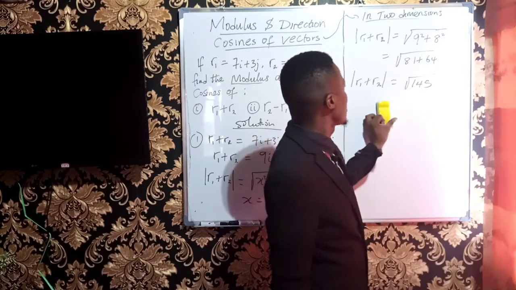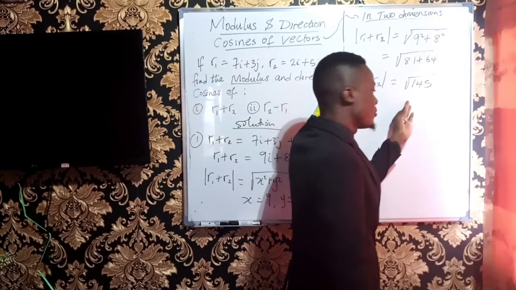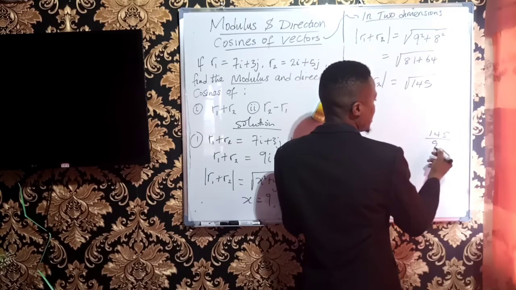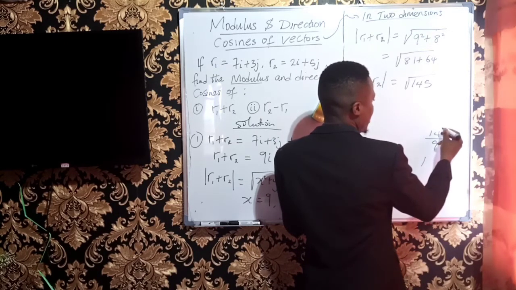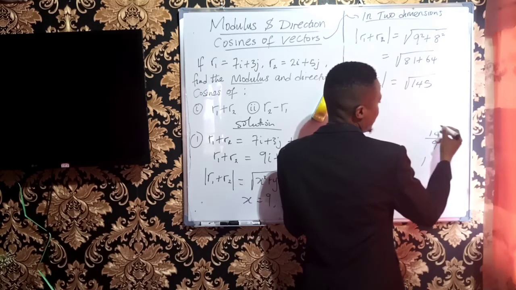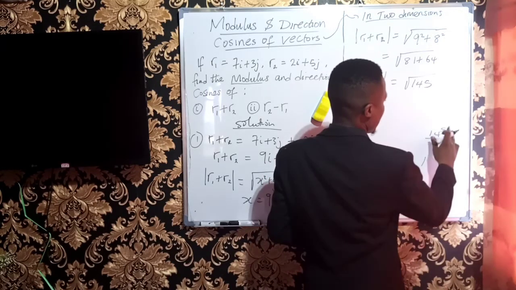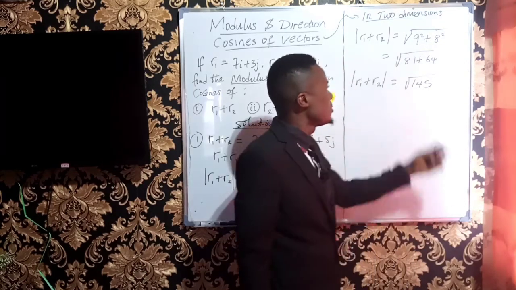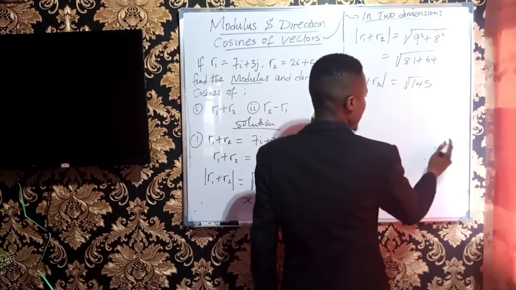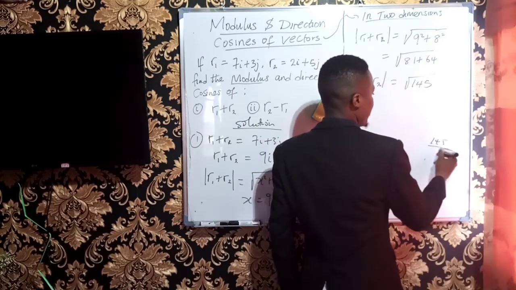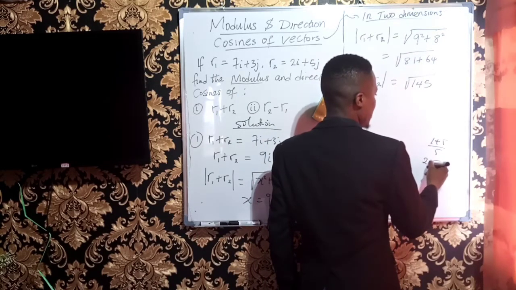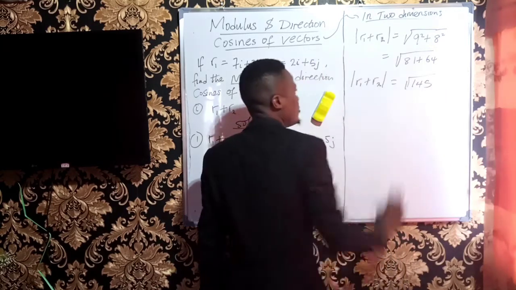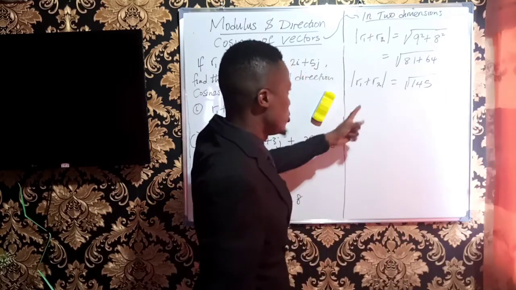Okay, now let's see if we can simplify this. Let's divide 145 by 9 and see what we can get. 9 cannot go, but 3 cannot go, nothing can divide. So 145, can it be split? If I divide 145 by 5, I'm getting 29. So it cannot go. So let's leave it as the square root of 145 as the required modulus.